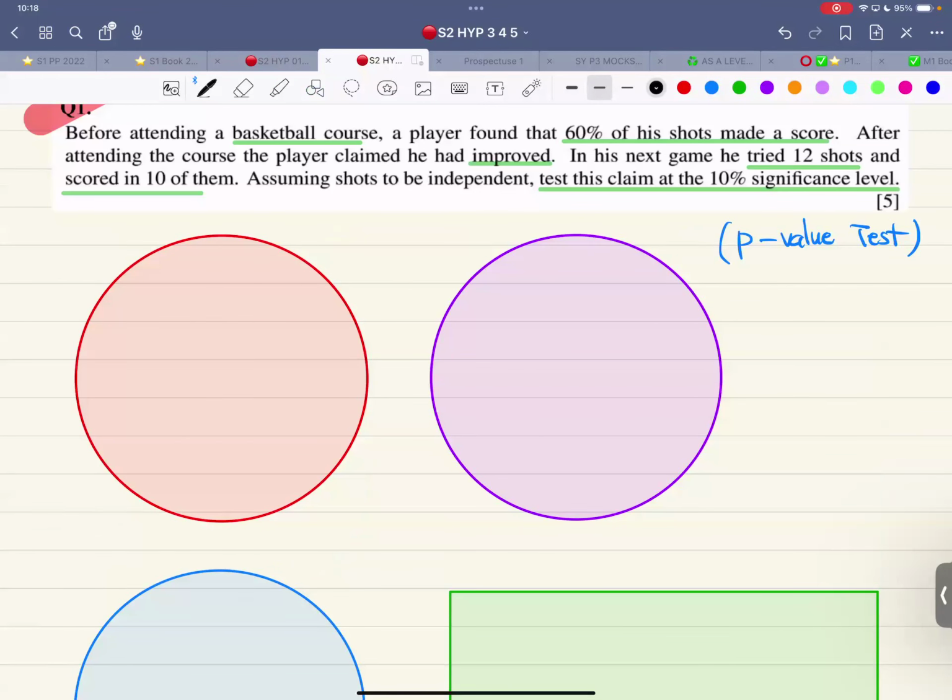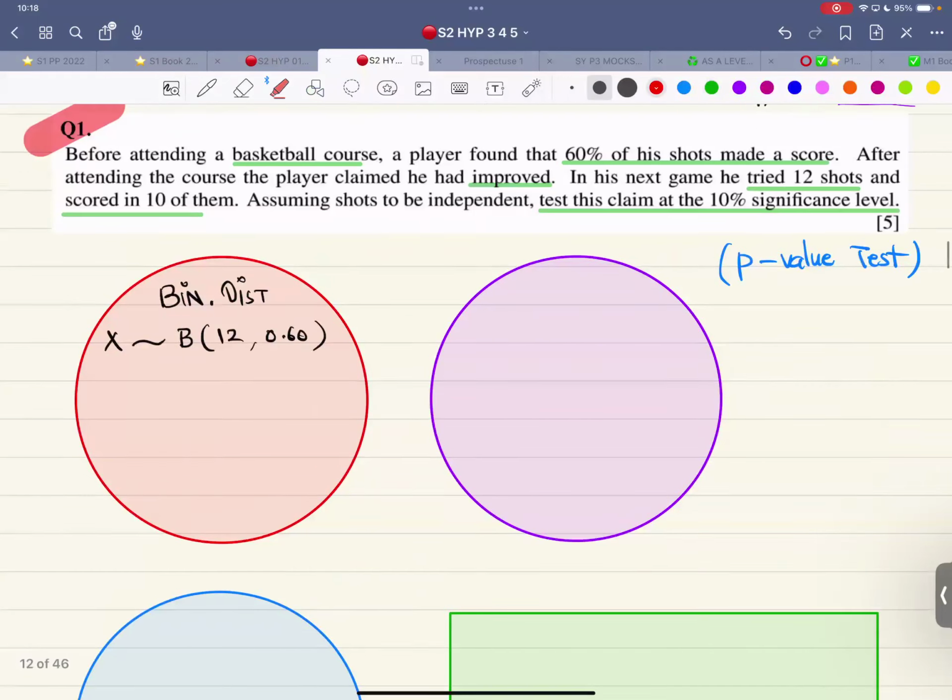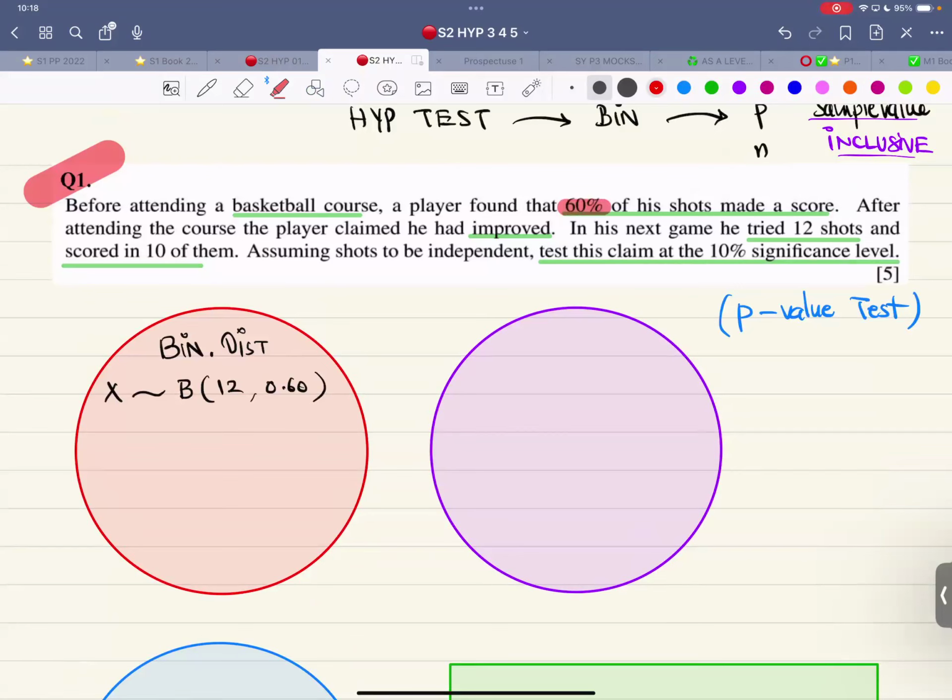First of all, I need to write down that this is a binomial probability distribution. Based upon that, I'll write x, the variable x follows a binomial distribution. What is the number of trials? That is 12. What is the probability of success? That is 0.60. So whatever you find out, just highlight that. We have used 60%, we have used 12. And now what is this 10? This 10 is the sample value, which by default is inclusive. So the sample value is 10, and make a habit of writing over here that it's inclusive.